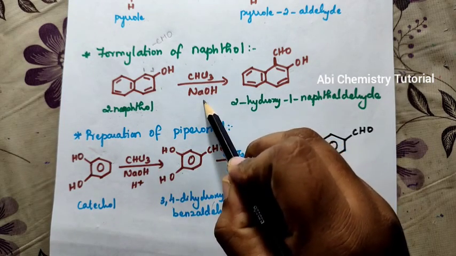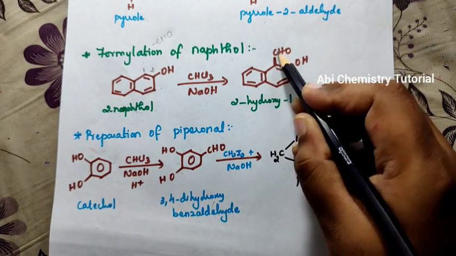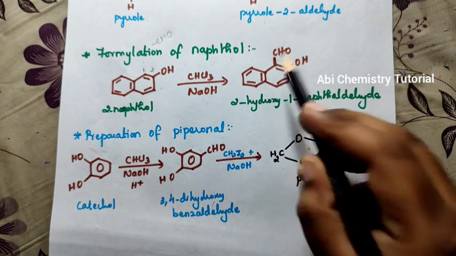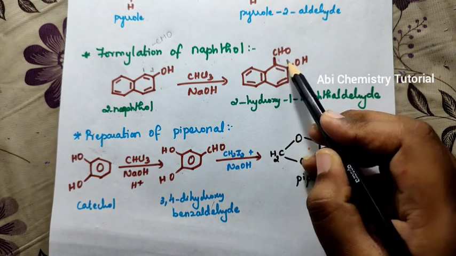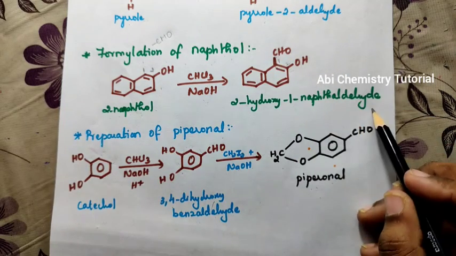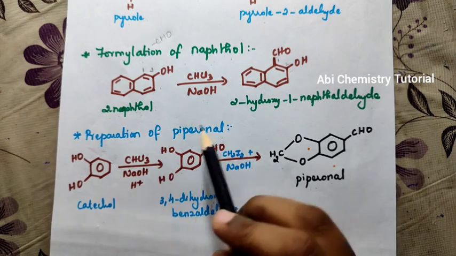On Reimer Tiemann's reaction, we get the CHO substituted at this first position. So now the priority goes to CHO. Now it becomes 1, 2. So 2-hydroxy-1-naphthaldehyde. And the last example is preparation of piperonal.